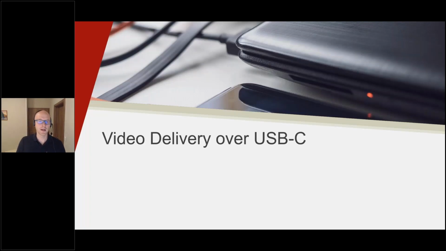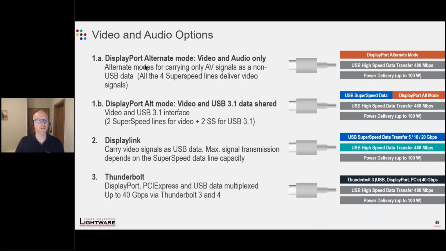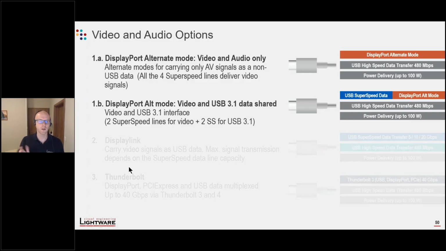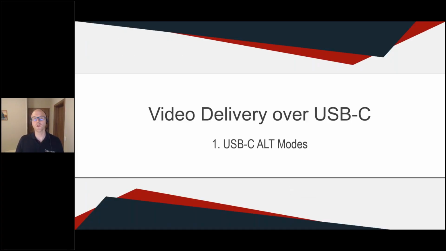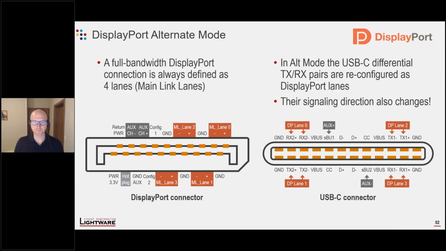And finally, let's talk about video delivery. As I mentioned, we have DisplayPort alternate mode. We have two, 1A and 1B. We'll see what those are on the next few slides. We have DisplayLink and Thunderbolt, but we are not going to cover DisplayLink or Thunderbolt because we have to fit in a 1 hour time slot. So let's talk about DisplayPort alternate mode.